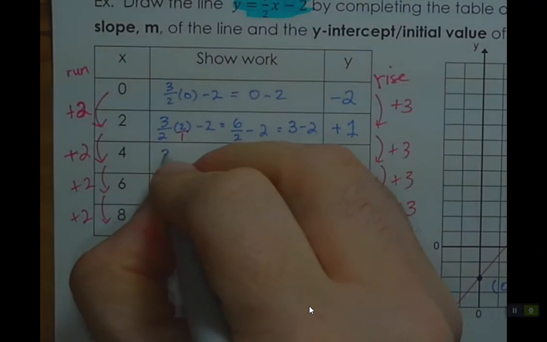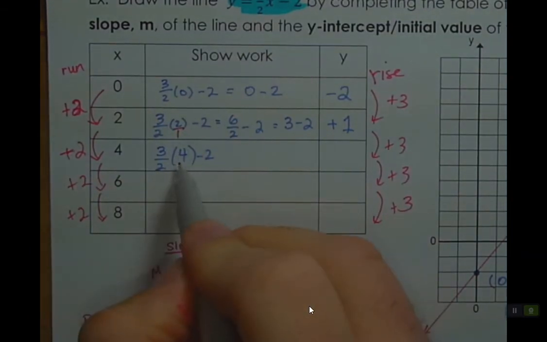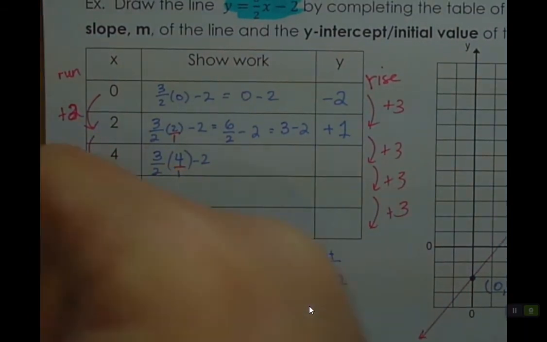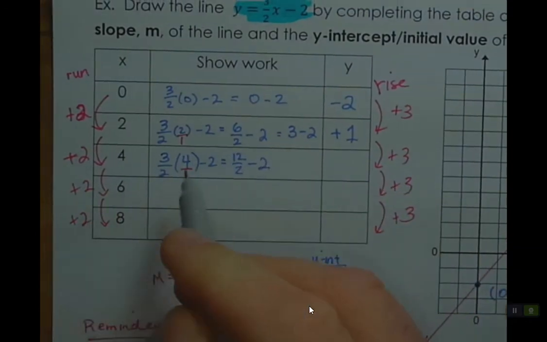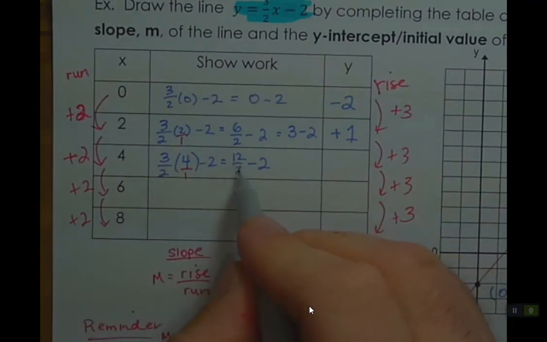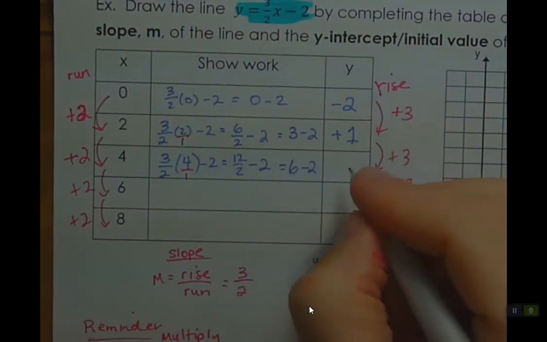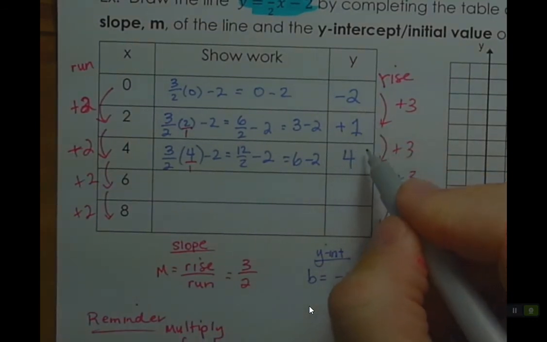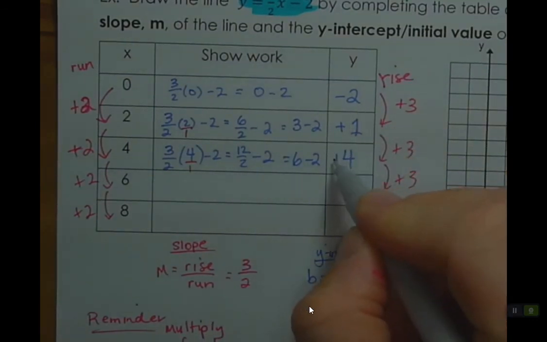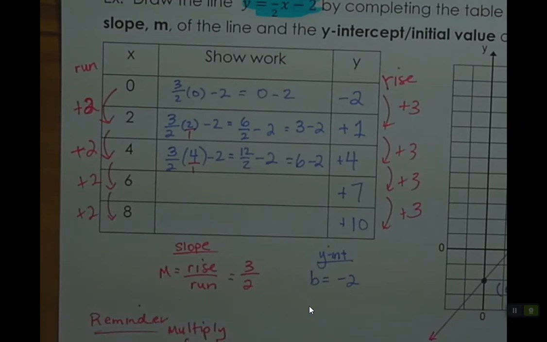So let's do the next one. 3 over 2 times 4. All right, I'm going to put this 1 underneath so that I know how to multiply fractions. I've got 12 over 2 by multiplying those fractions together. 12 divided by 2 is 6, minus 2 gets me 4. And did I add 3 that time? I sure did. So one of the things that we hopefully can look at is, do I see the trend? Well, I've added 3 each time, so that should be 7. That is 10, as these ones are going up by 2.